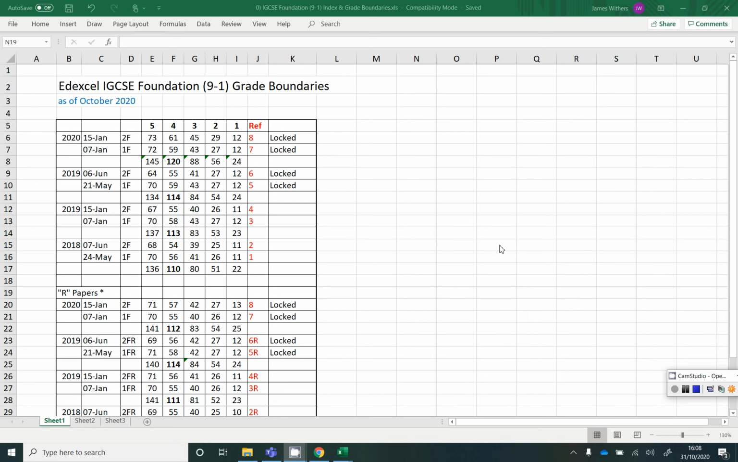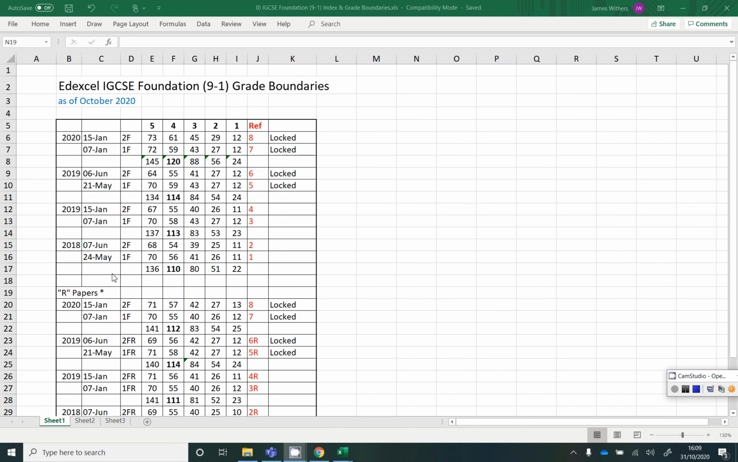So these are the grade boundaries for the Edexcel IGCSE Foundation 9 to 1 papers. As you know, there are two papers on each occasion, both worth 100 marks, and both allow the use of a calculator. So I've gone back here to when the 9 to 1 papers started back in the summer of 2018. And what you'll see in this top half, we've got the papers that were available in the UK.